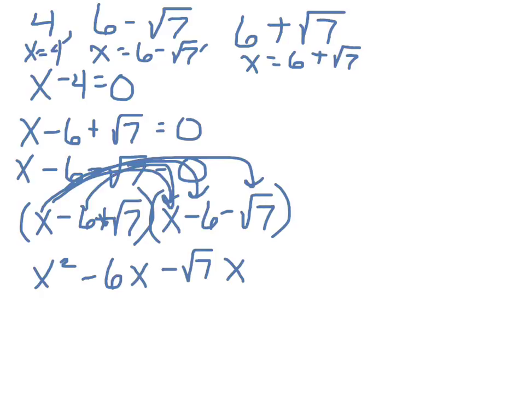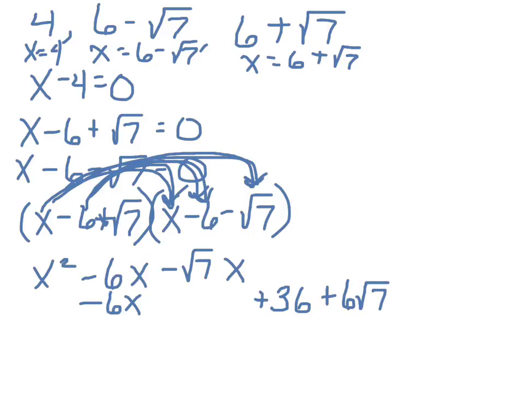What's negative 6 times x? Negative 6x. What's negative 6 times negative 6? Positive 36. And what is negative 6 times negative root 7? Positive 6 root 7.